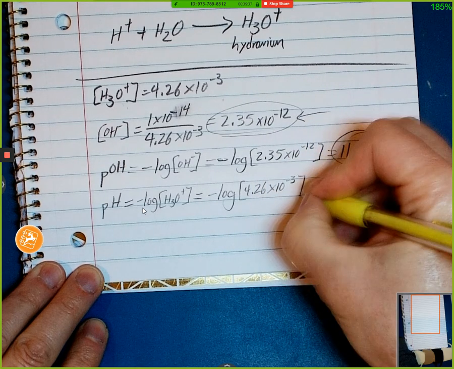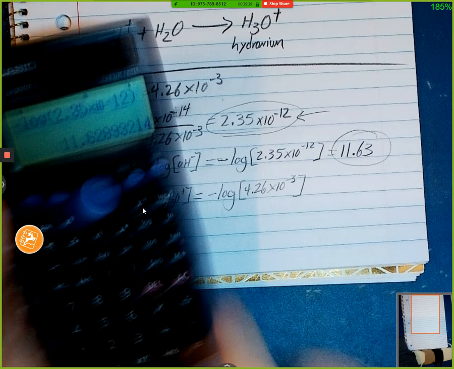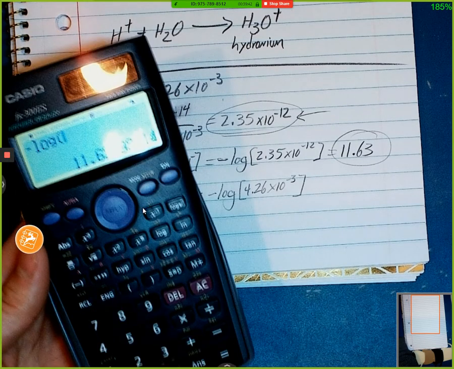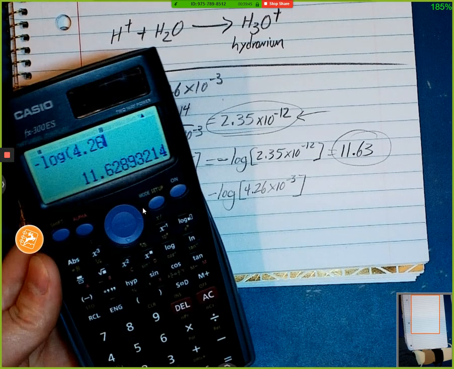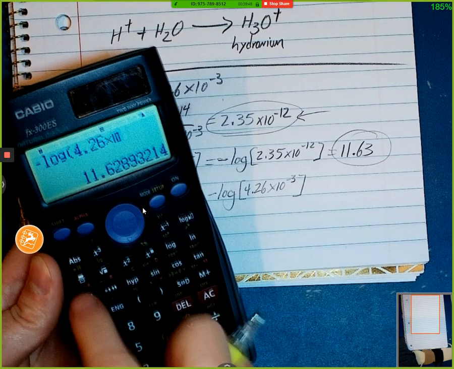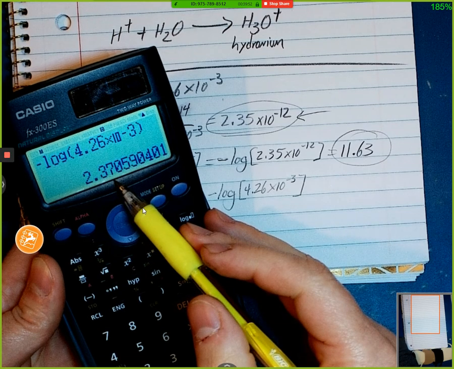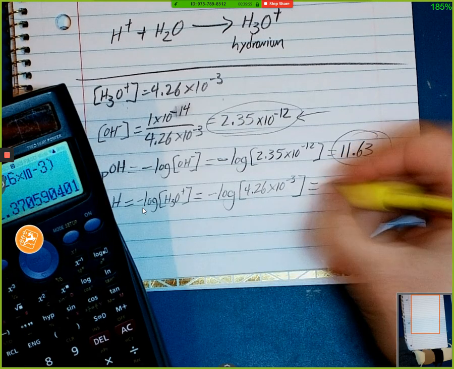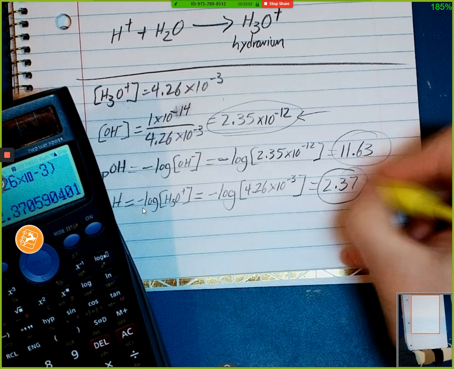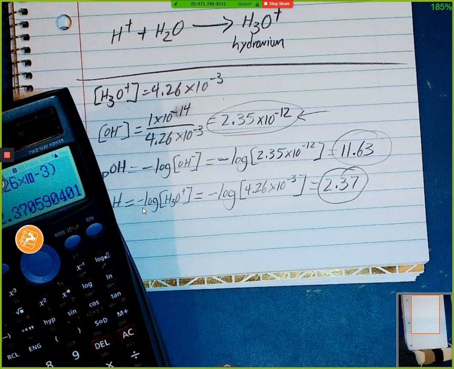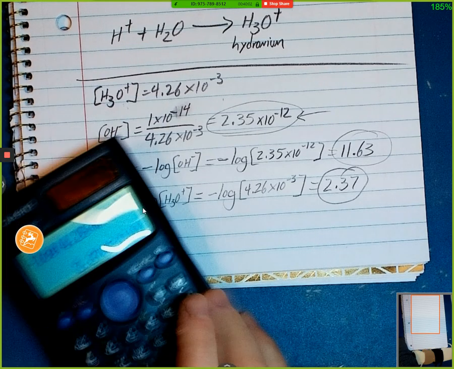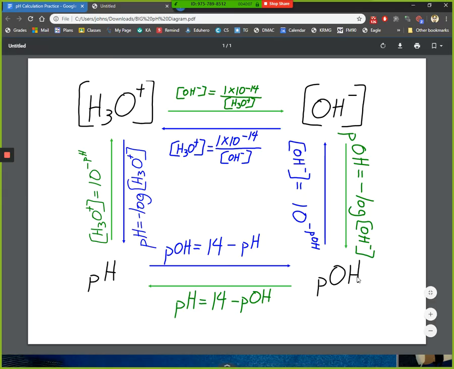Calculator, negative log 4.26. Wow, that glare is terrible. Times 10 to the negative 3. pH is 2.37, and we estimated it would be close to 3. So we're going to say 2.37 is our pH. Now, the other way we can check that to make sure it's right, remember back on here that your pH plus your pOH, when you add them up, they're always going to total 14. So let's see if our pH and our pOH total up to 14.